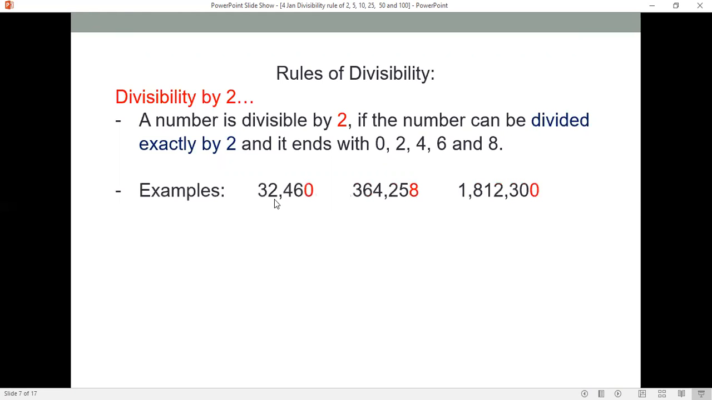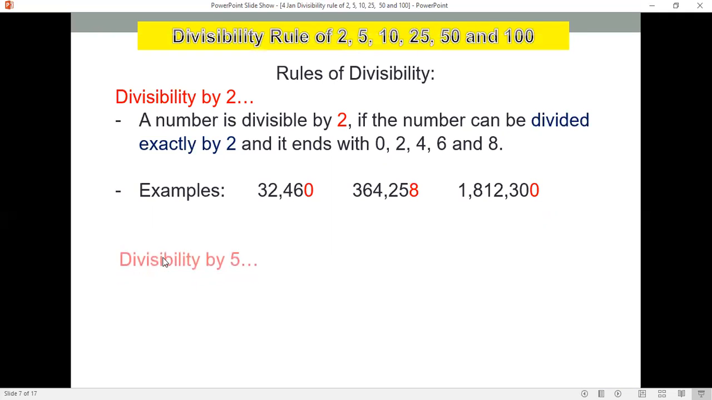So, example, 32,460 ends with 0, it's an even number, so yes, it's divisible by 2 and it's also a multiple of 2. 364,258 ends with 8 and this is an even number, so it is divisible by 2. And 1,812,300 ends again with 0, so it is an even number and it is divisible by 2. So keep it in your mind. Any even number is divisible by 2. Okay? Let's go to the next rule.